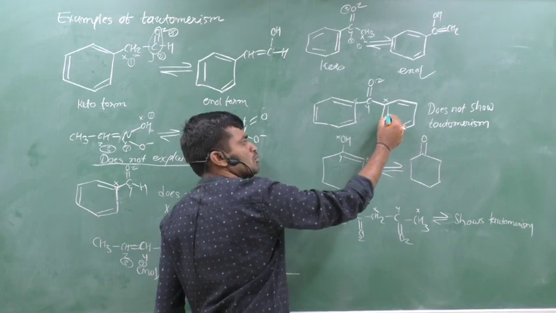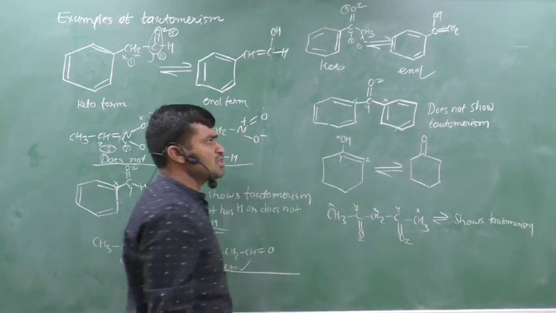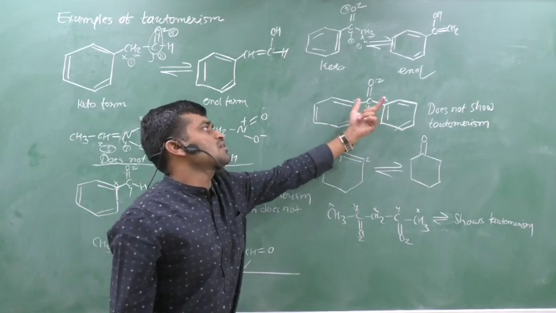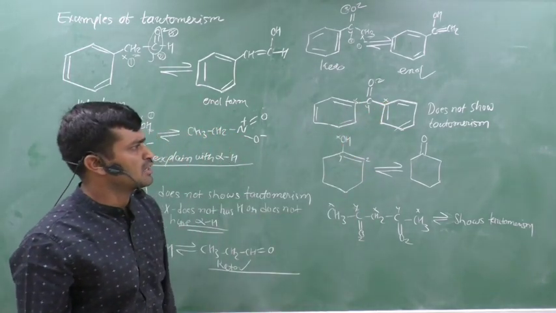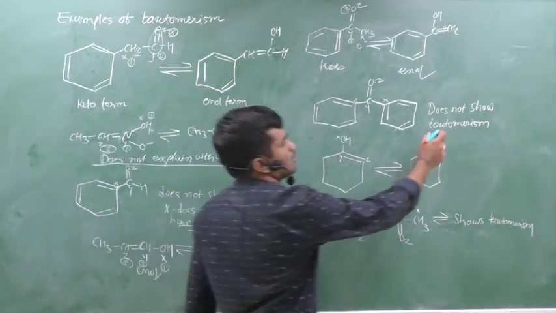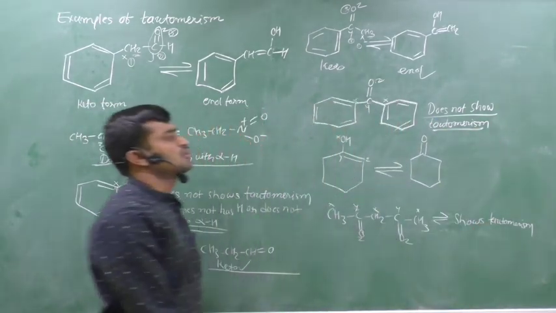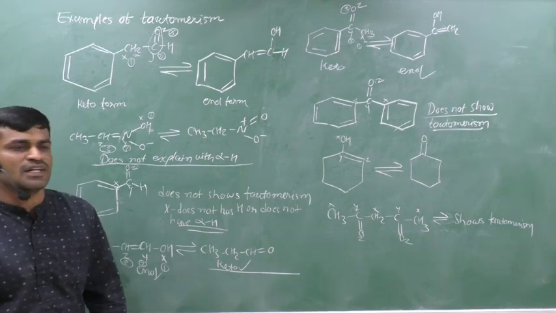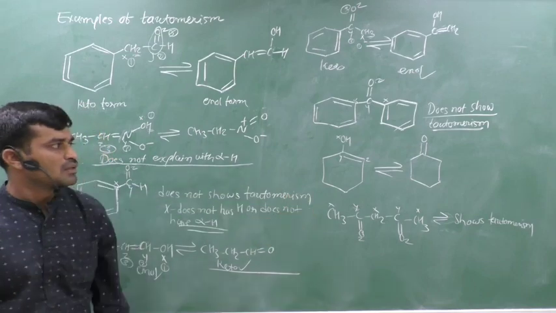1, 2, 3, 4. 4 valencies of this carbon are also satisfied. Therefore, this carbon and this carbon do not contain a hydrogen atom, or we can say that this compound does not have alpha hydrogen. Therefore, tautomerism is not shown by this compound. Next compound is like that.